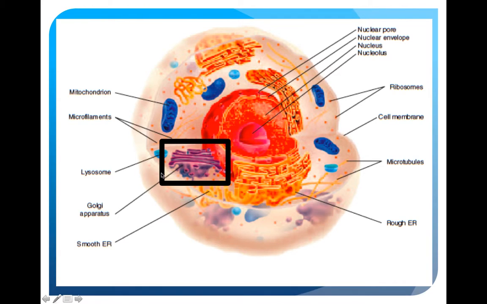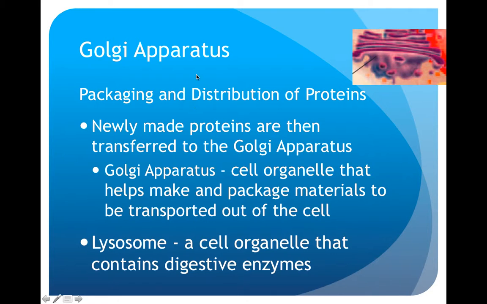The next organelle that we're going to talk about is the Golgi apparatus. The Golgi apparatus will package and distribute proteins, very similar to the endoplasmic reticulum in the packaging, but this is now going to distribute. So newly made proteins are transferred to the Golgi apparatus, this little guy up here. The Golgi apparatus is an organelle that helps package materials to be transported out of the cell. These purple little blobs are the packages that have come off that are going to head towards the cell membrane to be released.